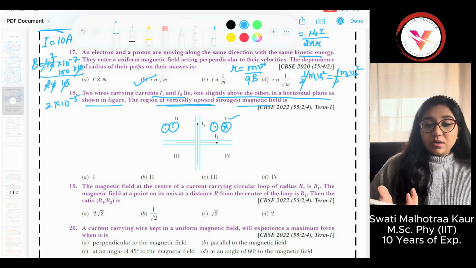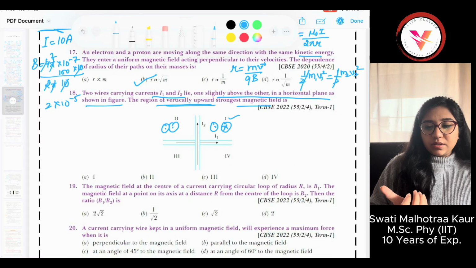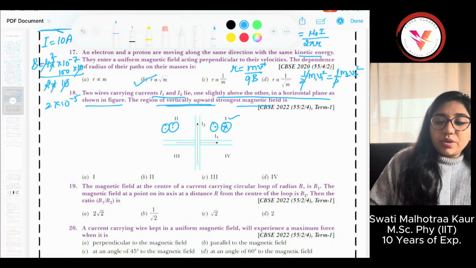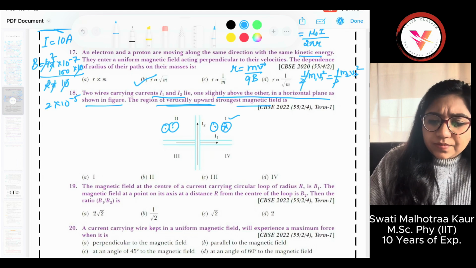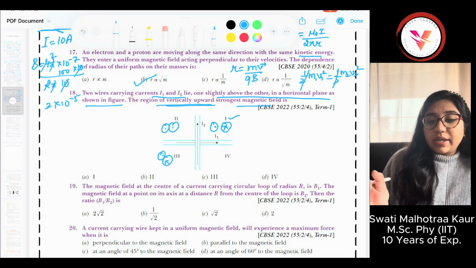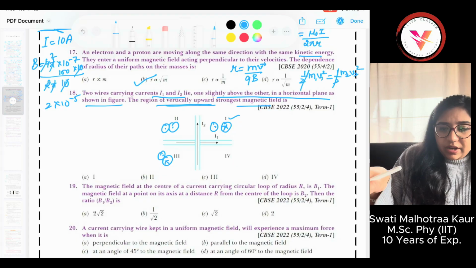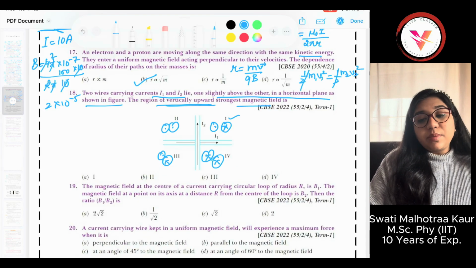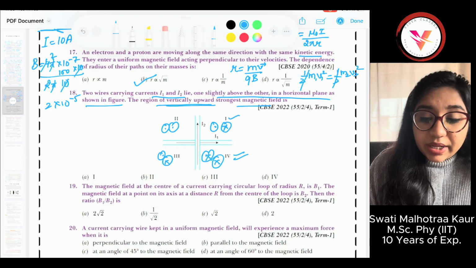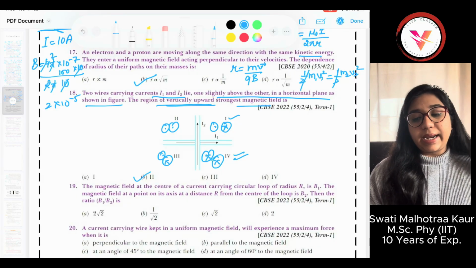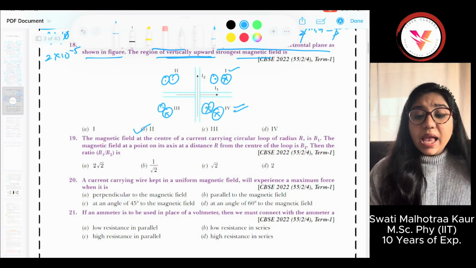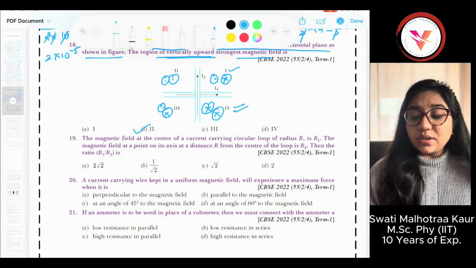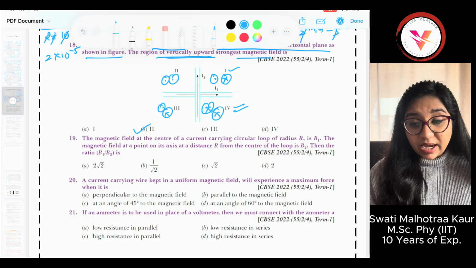In third, the second will give upward, the first will give downward. You can use the right hand thumb rule, and with that you can get. And for fourth, again, the I1 will give downward, I2 will give downward. So this is a maximum downward field, but they have asked for vertically upward, so region 2 is the correct one.